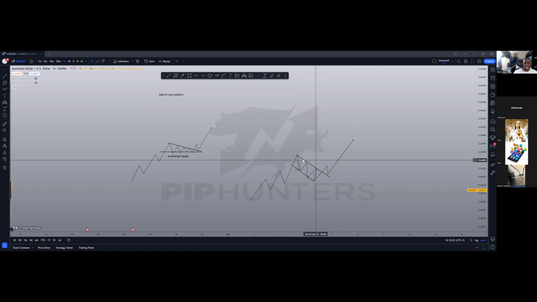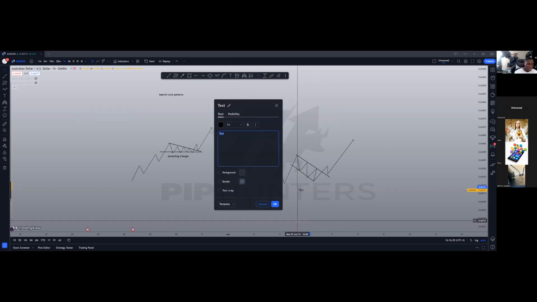In this case, this acts like a resistance and this acts like a support. And this also acts like a resistance and this acts like a support. So price is within this level, and when it has the breakout, it could have just a strong breakout, or it could have the break and retest. So this is called a bullish flag, a continuation pattern that I pay attention to in the market.